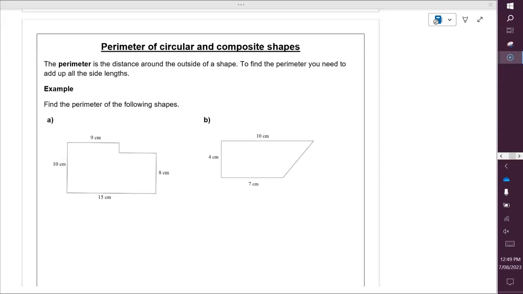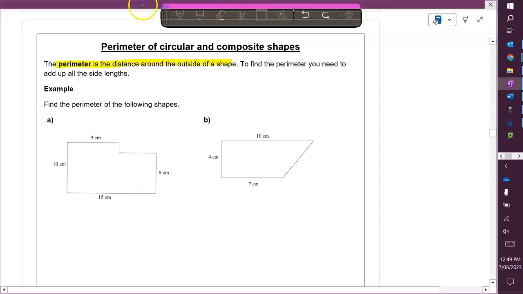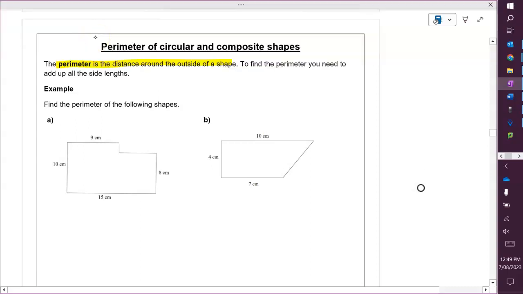This lesson we're looking at the perimeter of circular and composite shapes. So we need to remember that our perimeter is the distance around the outside of our shape. And to find our perimeter, we add all of our sides together. So sometimes we need to find these missing sides.